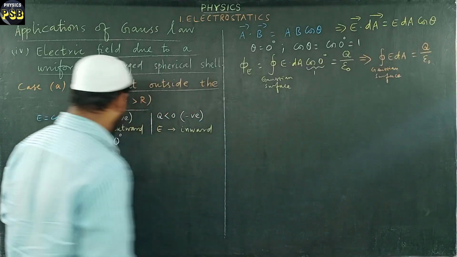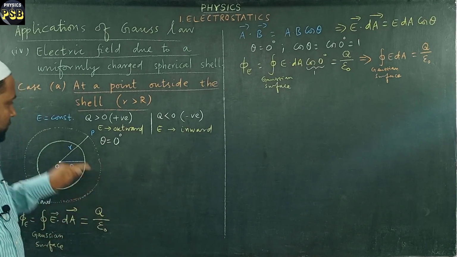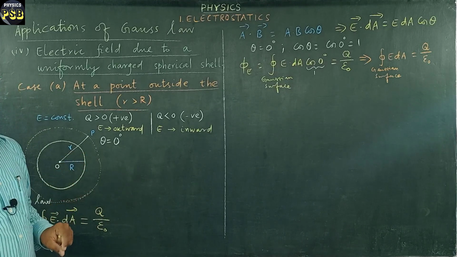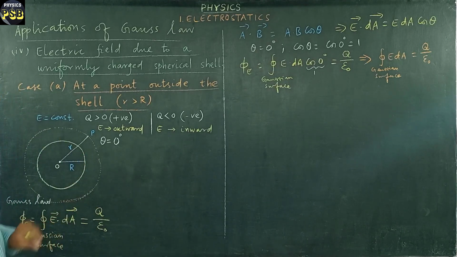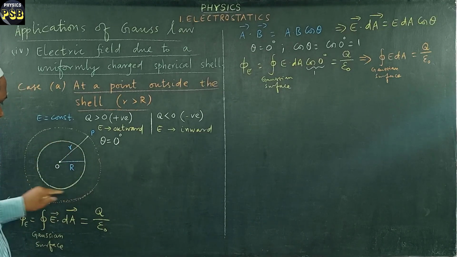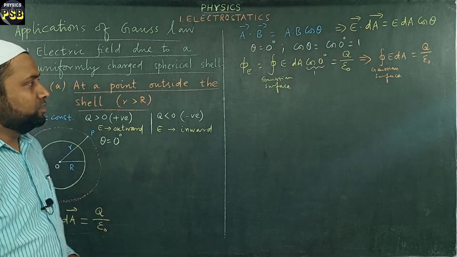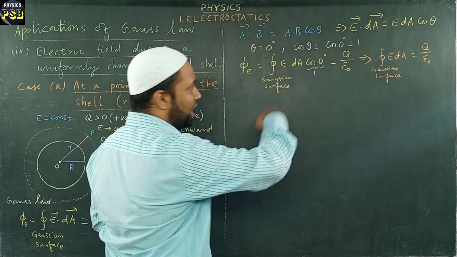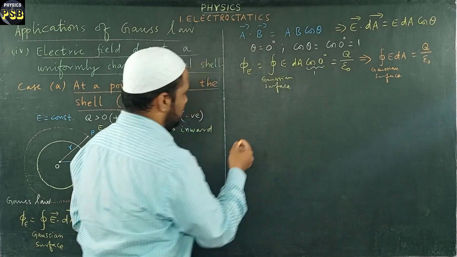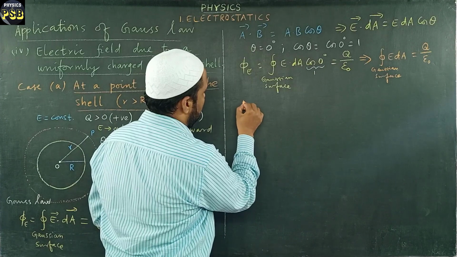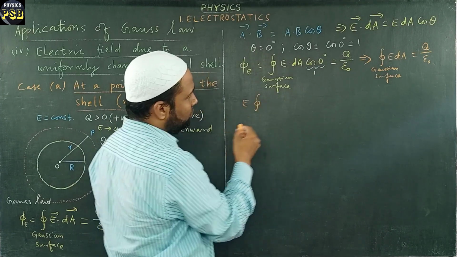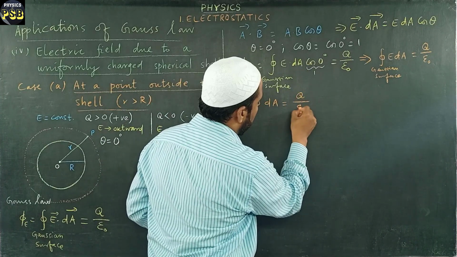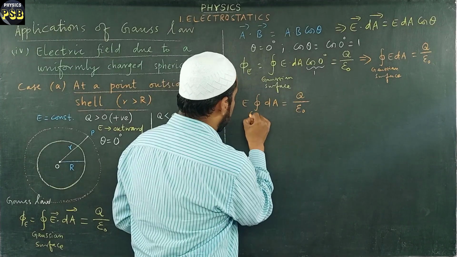Now I told you earlier, here E is a constant, because if you take any point on this Gaussian surface, there the electric field will have the same value due to this uniformly charged shell. Okay, so in that case, as E is a constant, we take it out of the integration. So this is written in this manner: E closed integral of dA equals Q upon epsilon naught, for the Gaussian surface.